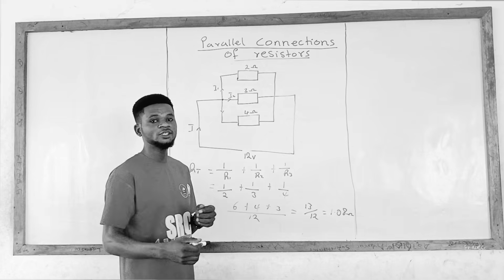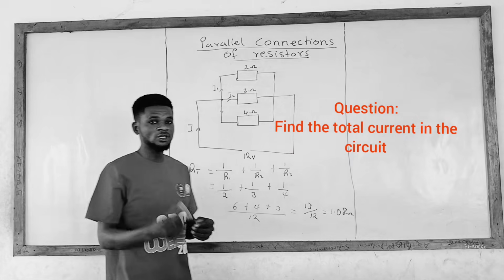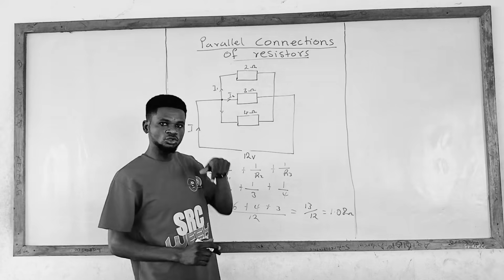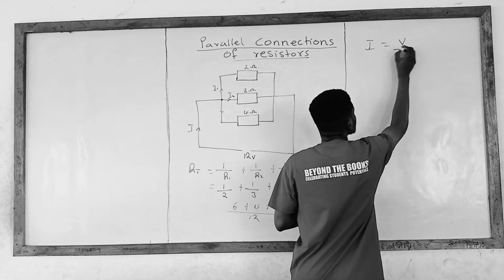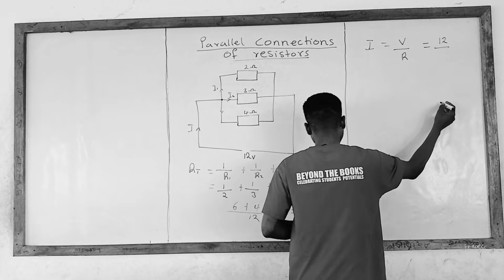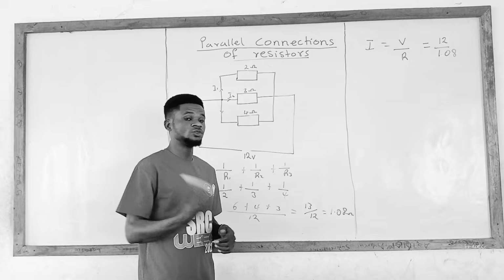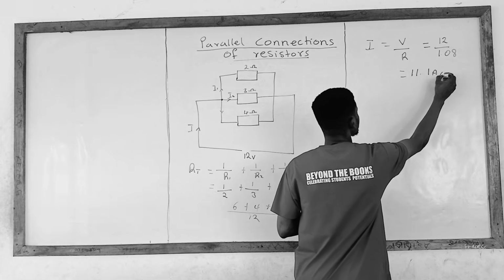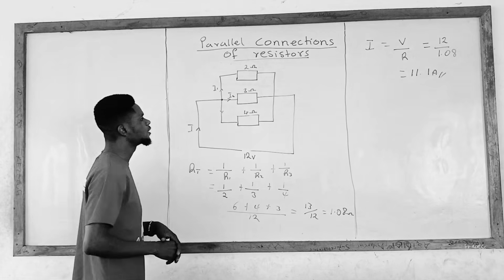Now our next question is to find the total current in the circuit. The total current in the circuit is the current that flows through the whole circuit. So we say I is equal to the voltage divided by R. The voltage that is given is 12, and the total resistance is 1.08. So you get 11.1 amps. So this becomes our total current in the circuit.